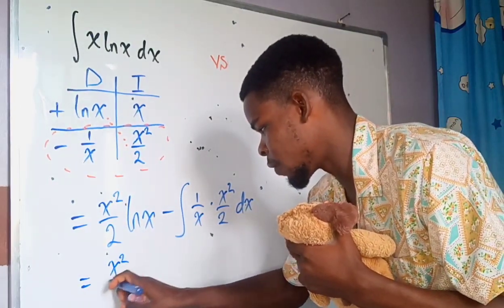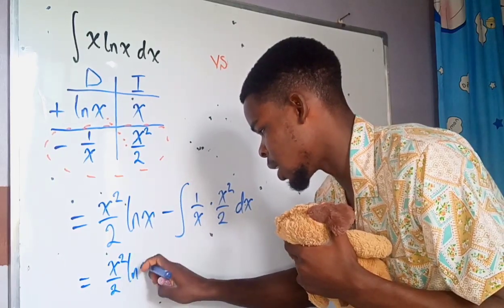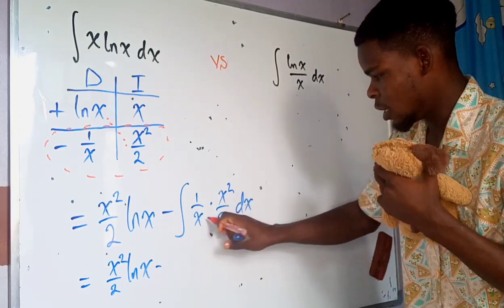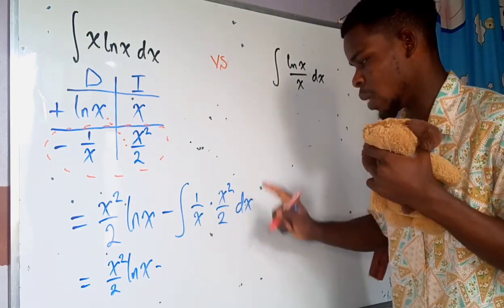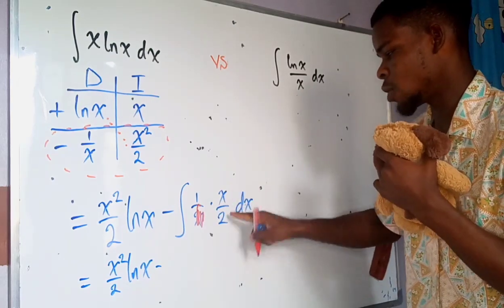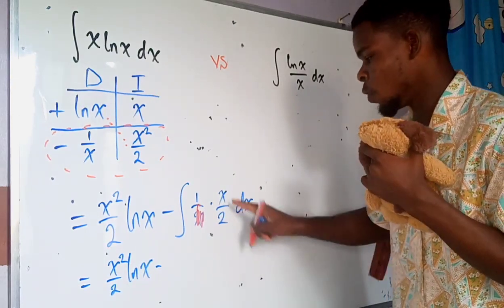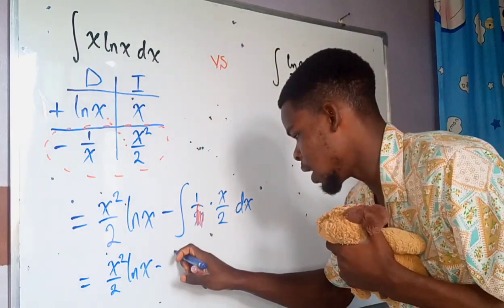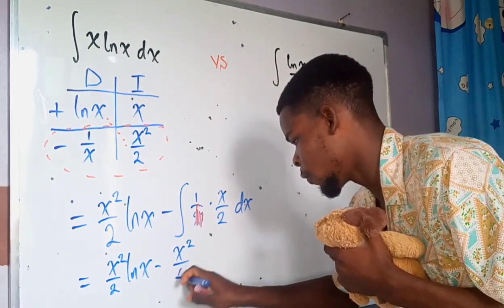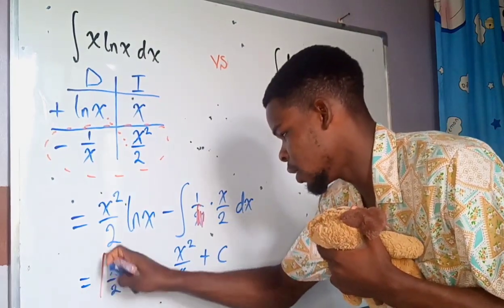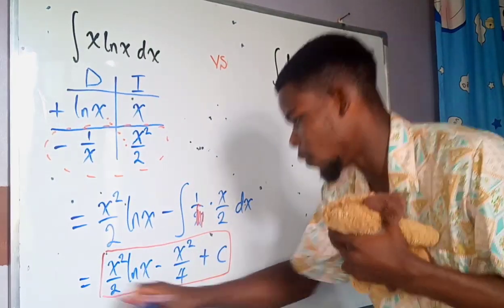We keep this as it is, x squared over 2 times the ln of x, minus, now look at this, let's do a little thing in our head. This is x and this is x squared, so when we cancel out, we have just one x left at the top, and that will be x over 2. The antiderivative of x over 2 will just give us x squared over 4. So we have here x squared over 4, and if you'd like, you can add an arbitrary constant, and this is the antiderivative of the first function.